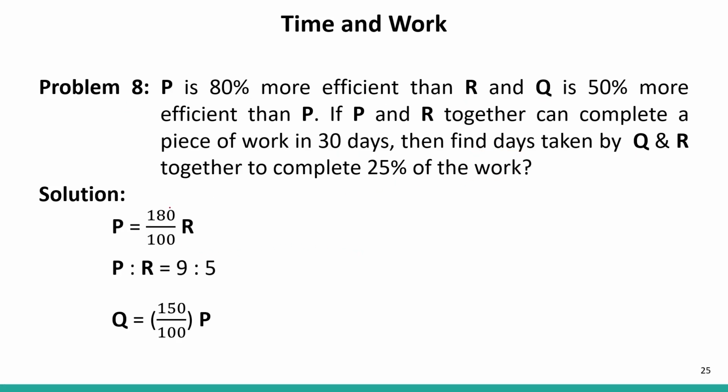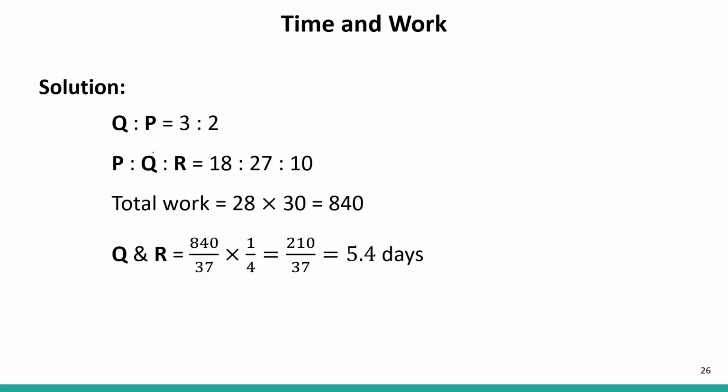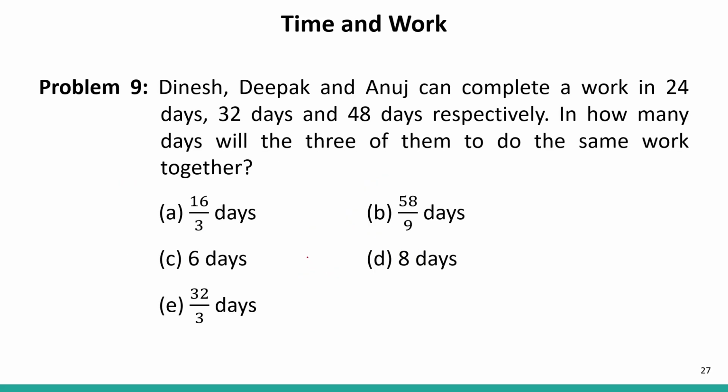So P is equal to what? 180 by 100 into R. So P is to R is equal to 9 is to 5. So Q is equal to 150 by 100 into P. Okay. So Q is to P is equal to 3 is to 2. P is to Q is to R is equal to what? 18 is to 27 is to 10. Total work will be 28 into 30 is equal to 840. So 840 by 37 into 1 by 4 is equal to 210 by 37. That will be equal to what? 5.4 days. Let's go forward with problem number 9.